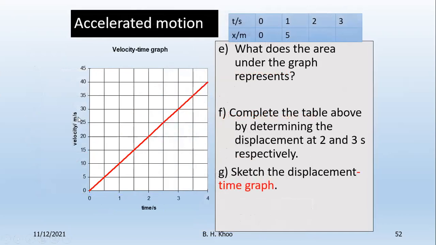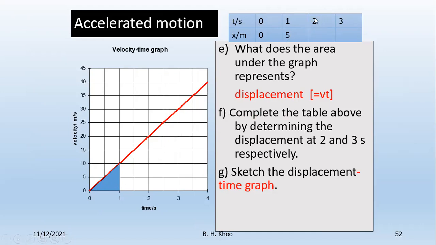Okay, we want to draw the displacement time graph of this motion. And this is a velocity time graph. So what does the area under the graph represent? Displacement. The area, displacement is V times T. Right? If that will help you. So the first one has been filled in for you. Area under the graph is half times 10 times 1, which is 5.